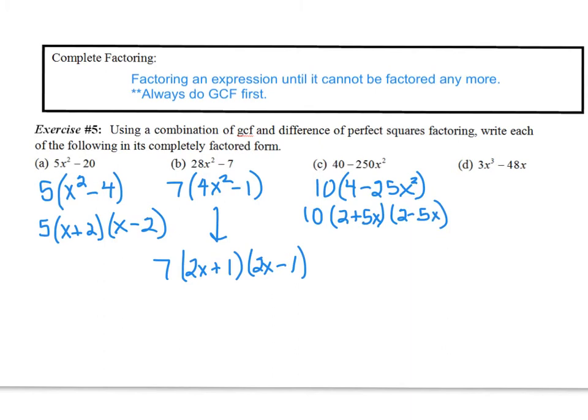Take a minute and try exercise D and come back and check your answer. Check your answer with mine. Did you notice that the greatest common factor was 3x, so I factored a 3x out? But then I was left with x squared minus 16, which is the difference of two perfect squares, leaving me with x plus 4 times x minus 4.